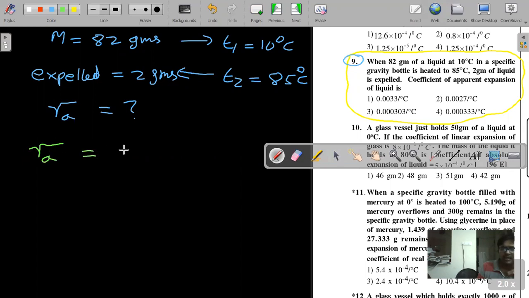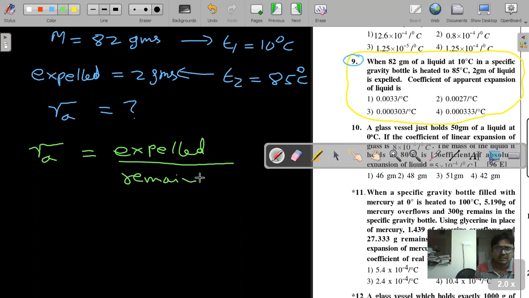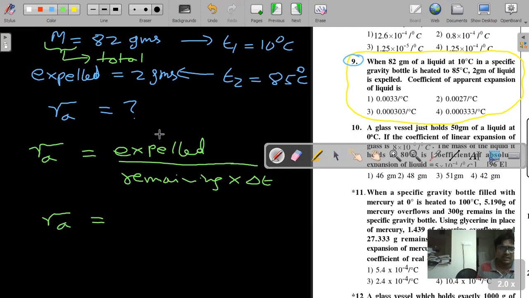And we know that gamma A is nothing but expelled liquid by remaining liquid into temperature difference. This is the formula I already discussed in the last problem also. So gamma A is the mass of expelled liquid by the mass of remaining liquid into temperature difference. Here, what is this M, sir? Here this M is nothing but the total liquid mass. So now easily you know that expelled is 2, I can put it as 2 grams.